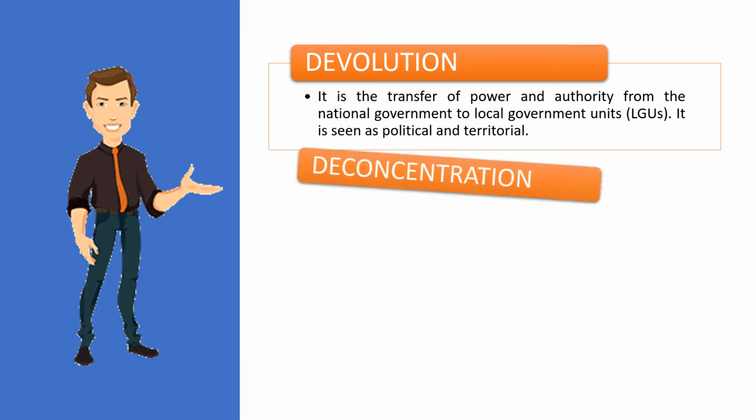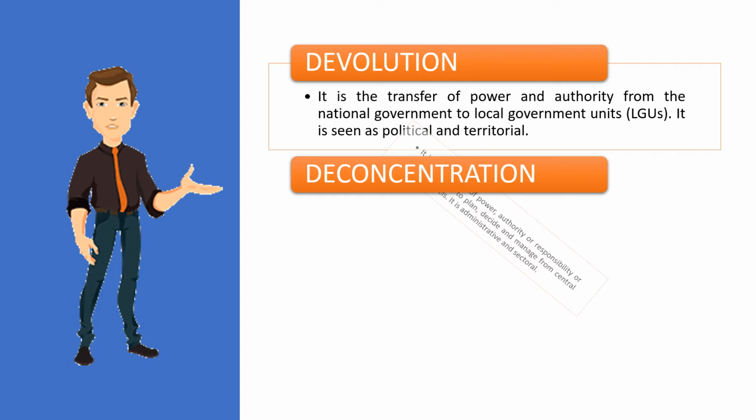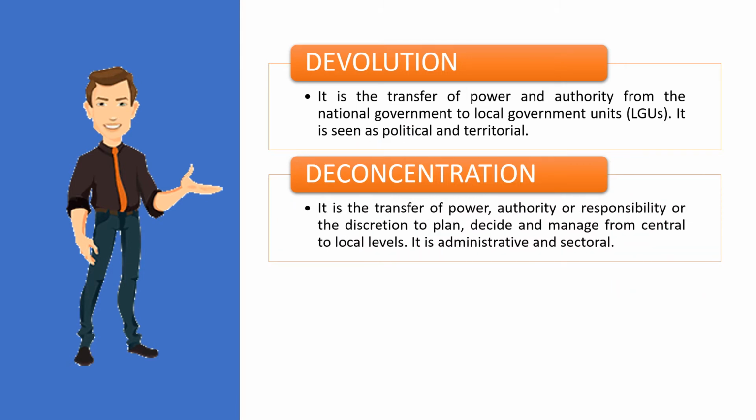The next one is deconcentration. Deconcentration is the transfer of power, authority or responsibility or the discretion to plan, decide and manage from central to local levels. It is administrative and sectoral in nature. It involves the redistribution of administrative responsibilities within the central government. An example of this is the shifting of workload from the central government agency to its own field staff outside the national capital.